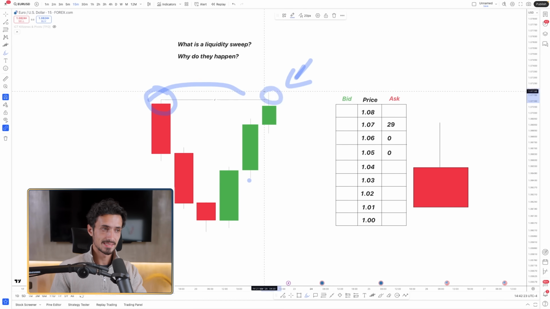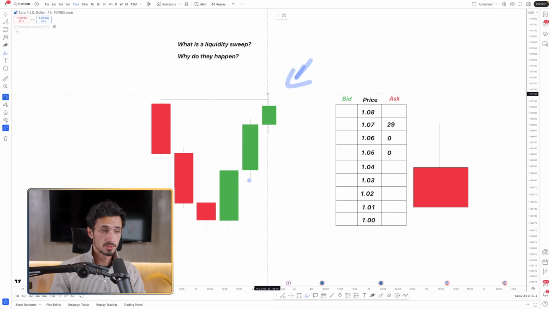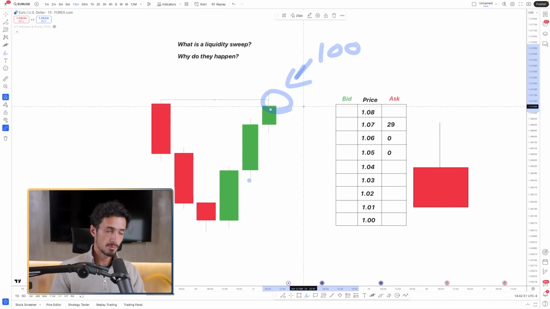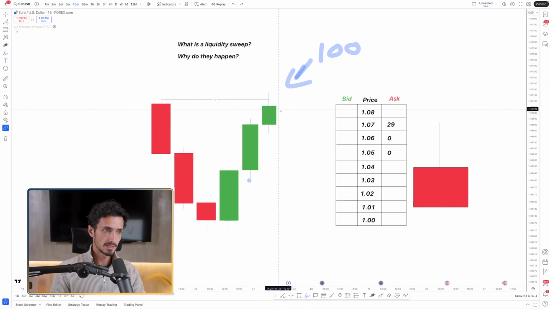These guys are sitting in here. If this institution wants to, let's say, sell 1,000 units, for example, at this price point, or in and around these areas, let's say they're in here, what they'll do is they'll nudge price up into these liquidity pockets up in here where they know there is a large amount of buyers, right?